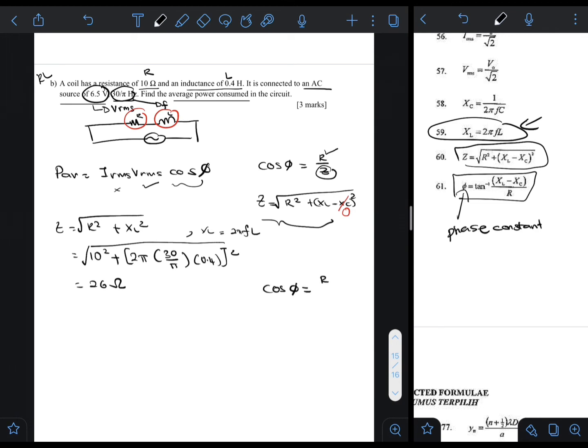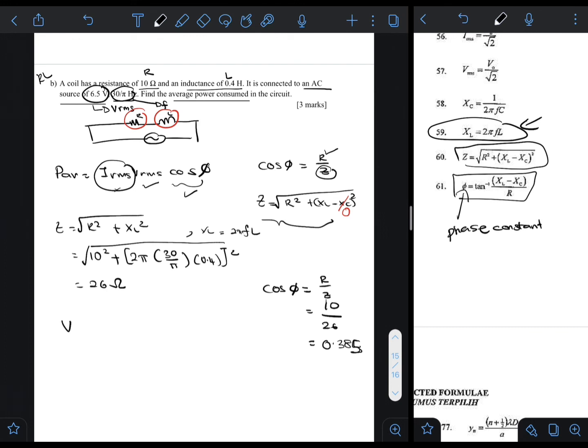Therefore, now kita boleh cari cos phi. Cos phi akan sama dengan R over Z, which is R adalah 10 ohm. Z dekat sini adalah 26. So tekan calculator, you'll get 0.385. This is what you get for your cos phi. Okay, so cos phi pun dah dapat, masih belum dapat I RMS.